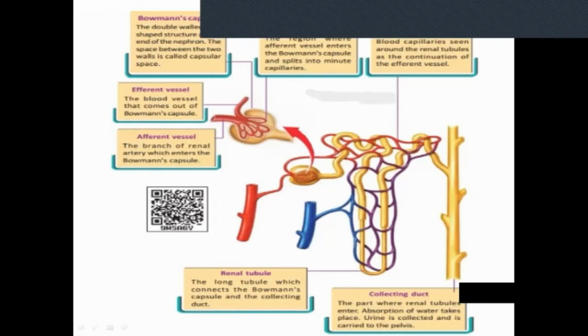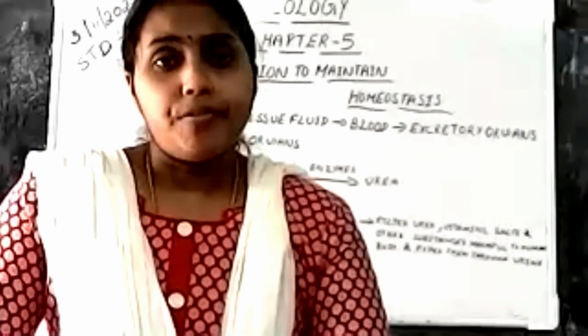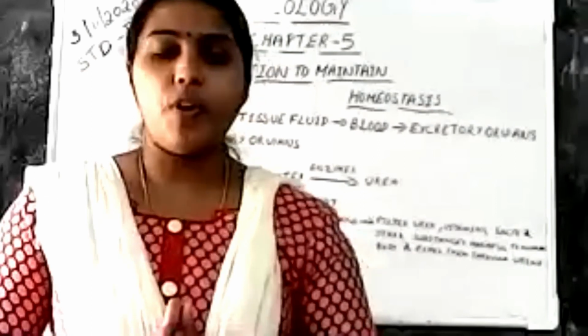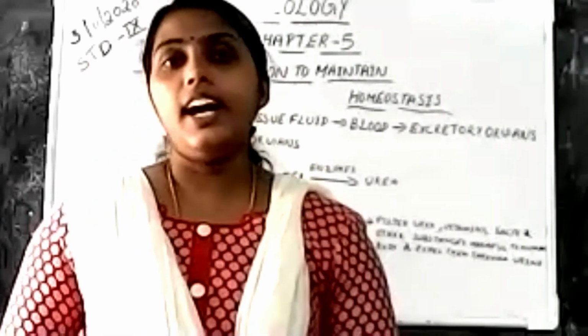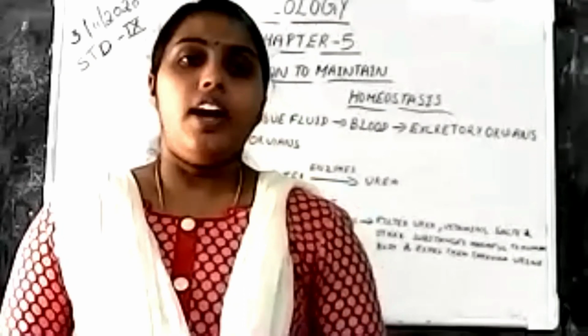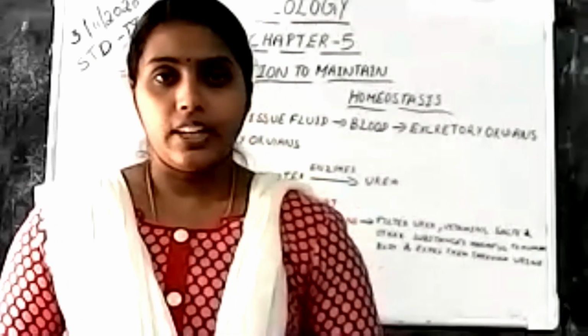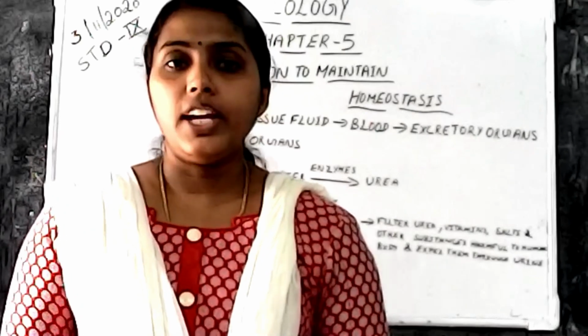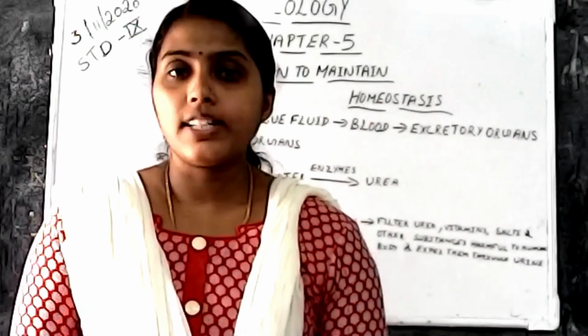So I think it's clear for you about the structure of the nephron. Then about urine formation, we can take that in the next class. I think up to this part, the excretory organs are clear. If you have any doubt, you can clear it through WhatsApp.